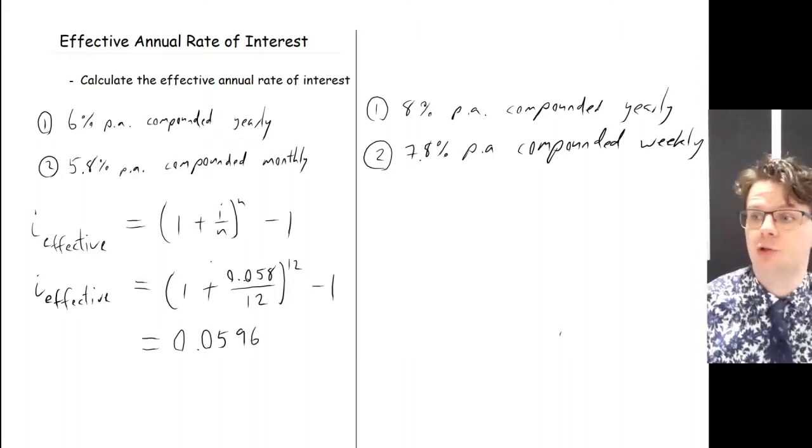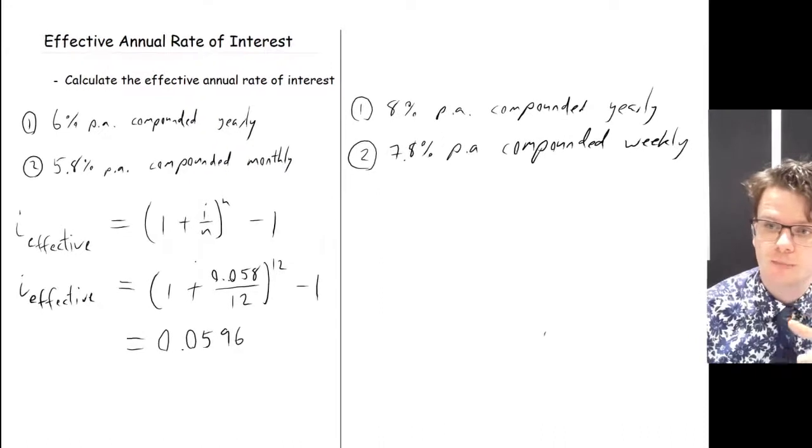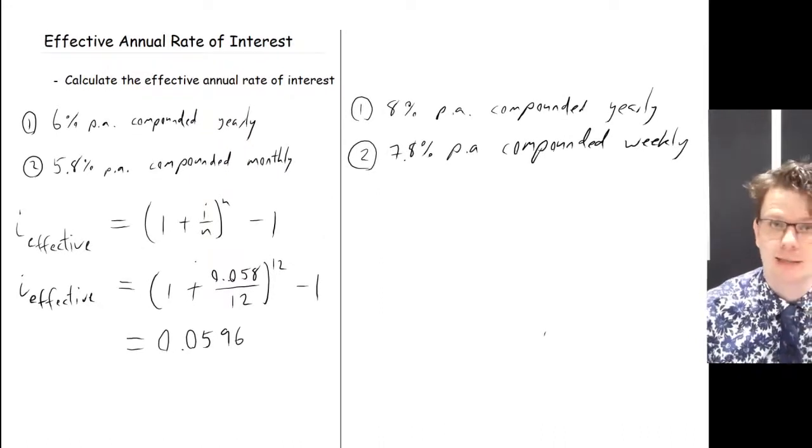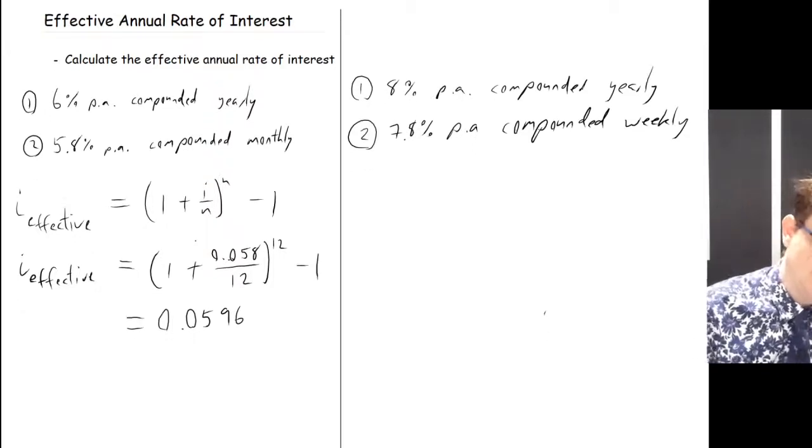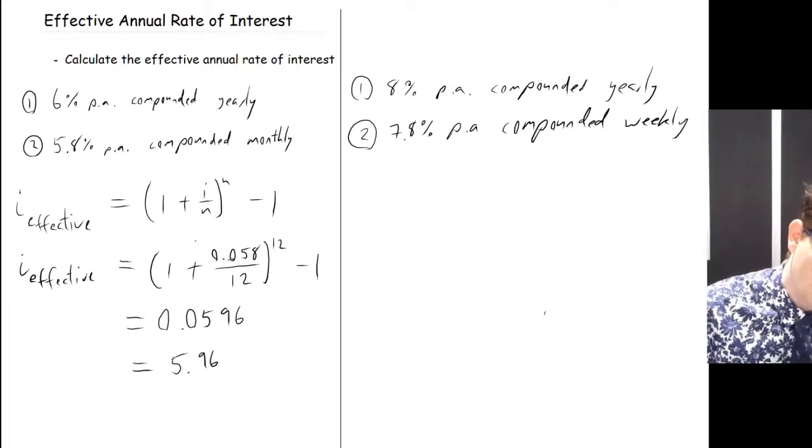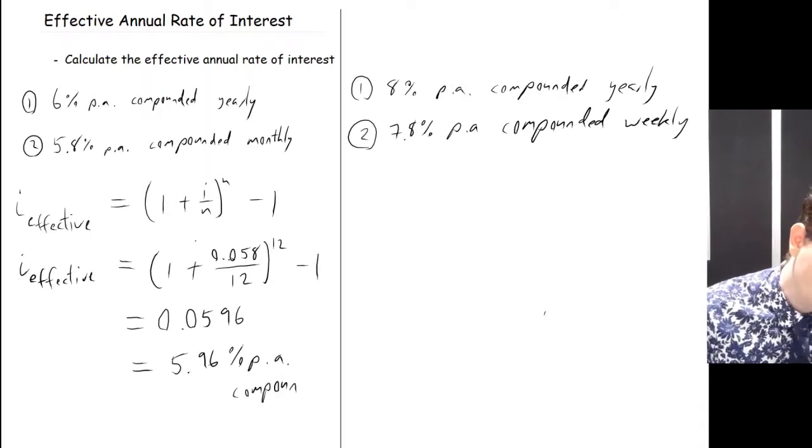But that's a decimal, not a percentage. So it's really important because we put in I as a decimal, and we're getting a decimal on the outside, which means that really we want it as a percentage. So it's 5.96% per annum compounded yearly.